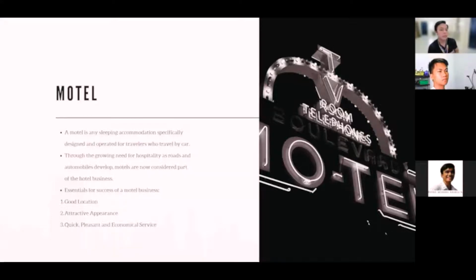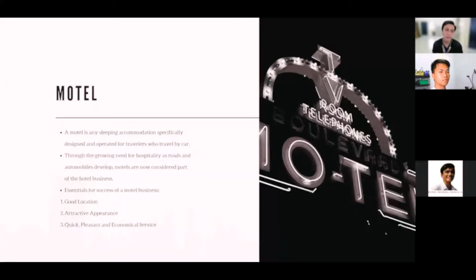Through the growing need for hospitality as roads and automobiles develop, motels are now considered part of the hotel business. Meaning, as roads and automobiles have developed, there is a large requirement for these types of hospitality buildings. Those travelers who can't afford pricey, luxurious hotel inns can settle for just a motel, because it is primarily used for temporary lodging for the night.